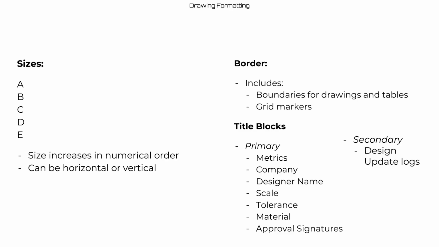All right, so our borders are where the boundaries are for all of our tables and drawings. They also include our grid markers. Our title blocks are going to include the metrics that we're going to be using, the company name, designer name, our scale for the drawing, tolerance, material, and approval signatures. And then our secondary title block is going to include design update logs. So basically, who made revisions to this design, how they did it, and when they did it.